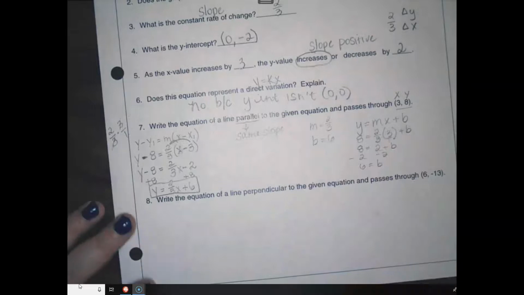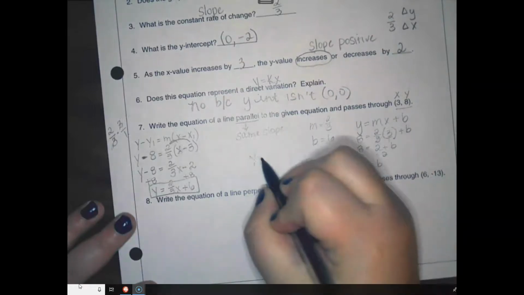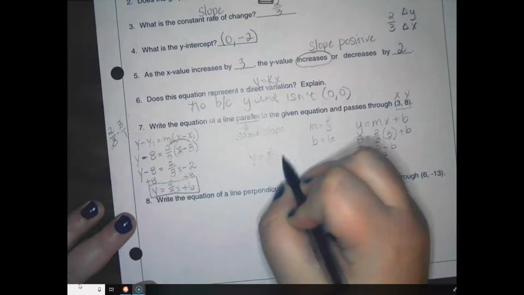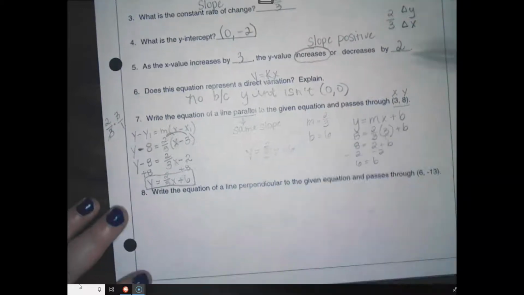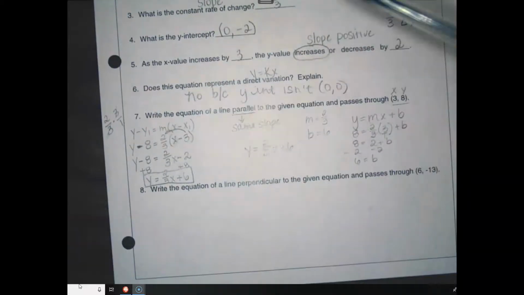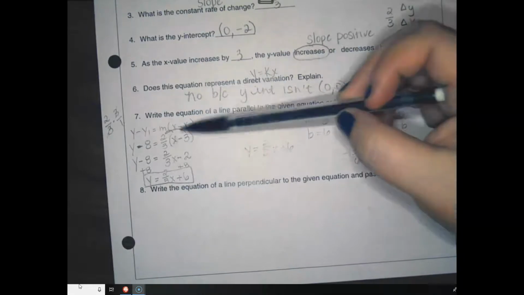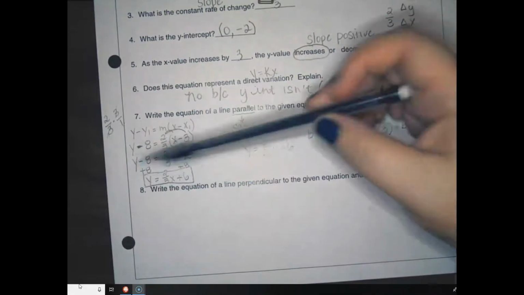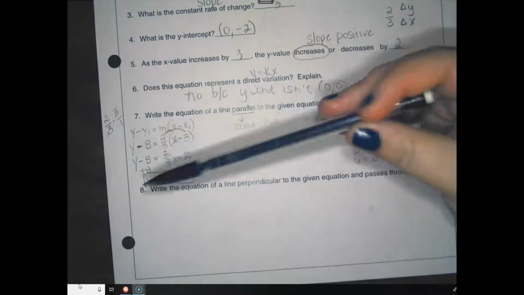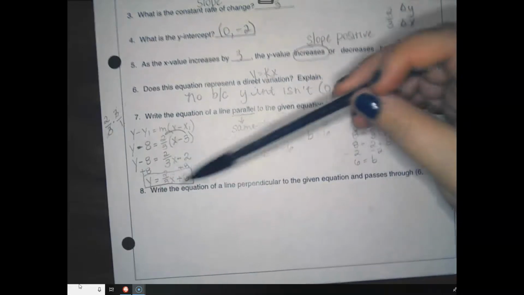And then I can rewrite my equation. y equals 2/3 x plus 6. The reason I like this way better is it's one step. One step solves for b and puts it in my y-intercept form. And that's why I like this way better.